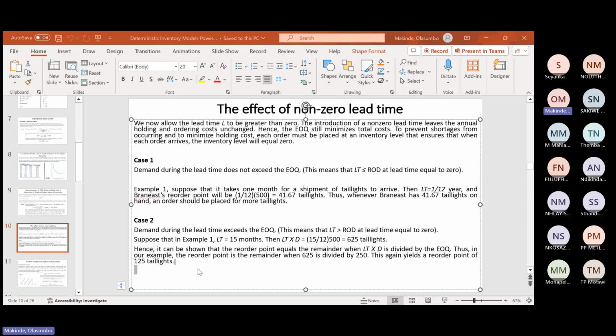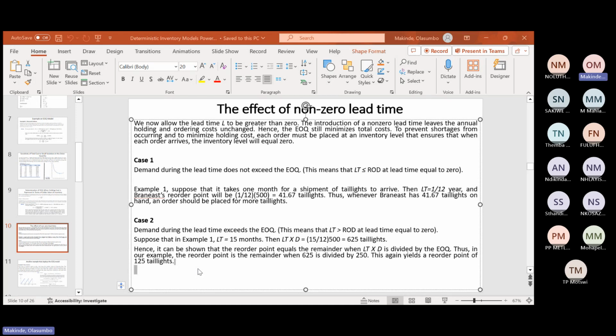You multiply that result with your EOQ again, which is 250. You take the decimal part of the result, multiply it by the EOQ again. So any result you get would now be your reorder point, because you are trying to normalize that result. Because of that thing being more than the EOQ, the lead time reorder point is more than the reorder point at lead time equal to 0.